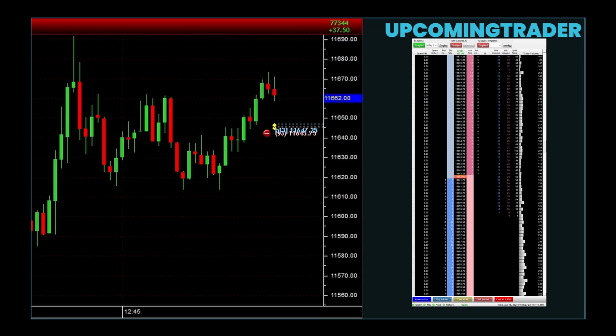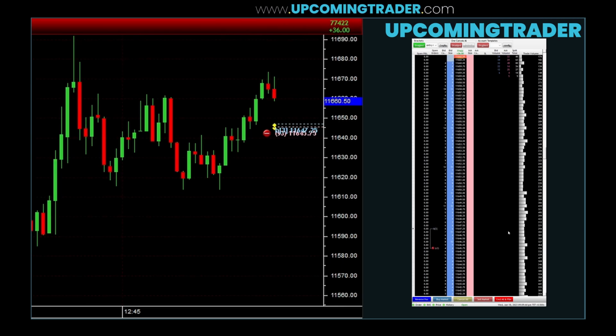Something else to pay attention to is market depth. Market depth just refers to how many buy and sell orders there are at different price levels. A deep market means there are lots of orders spread out across different prices, which helps keep prices stable. A shallow market means there are fewer orders, which can make the price move around more sharply.